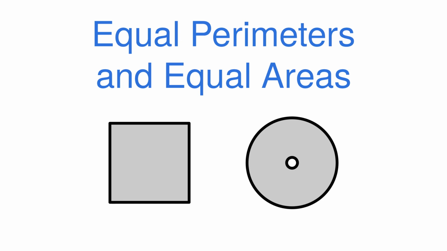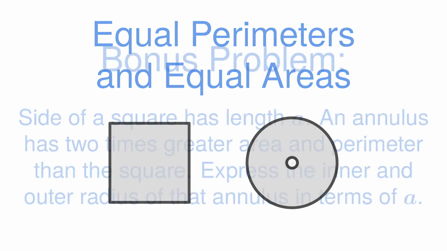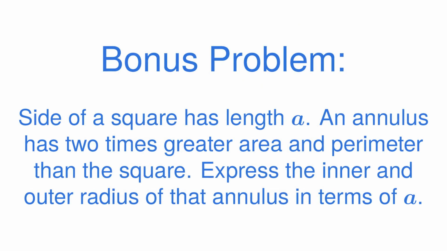With that in mind, I leave you with this problem. Side of a square has length a. An annulus has 2 times greater area and perimeter than the square. Express the inner and outer radius of that annulus in terms of a.